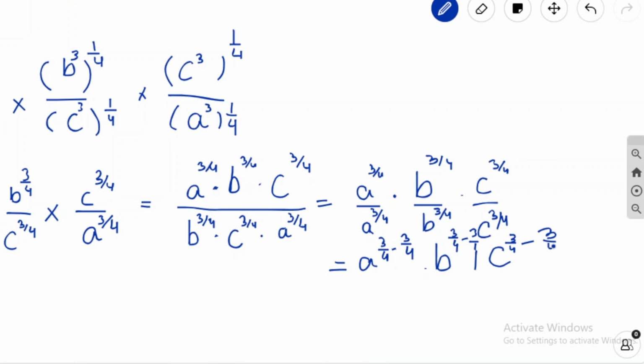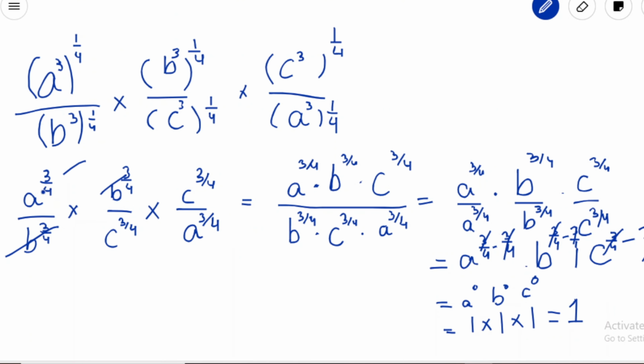Similar numbers with opposite signs get cancelled. a is left with the power 0, b is left with the power 0, and c is left with the power 0. Anything raised to the power 0 is simply 1. So 1 times 1 times 1 is simply 1. One way is to do it like this using each rule, or the other way is to just do the cancellation, because in multiplication we can cancel above and below and diagonally, so we'll get 1 here. Whatever you like, you can go with that procedure.